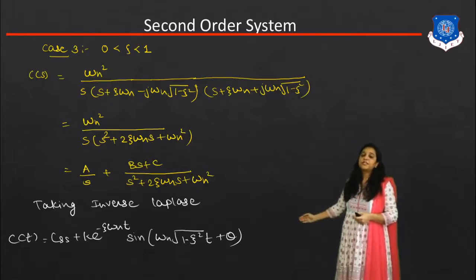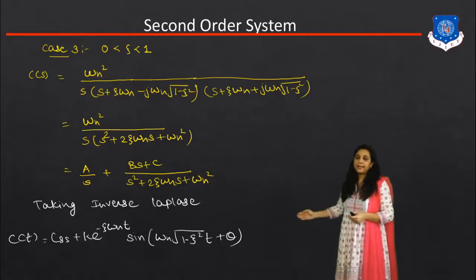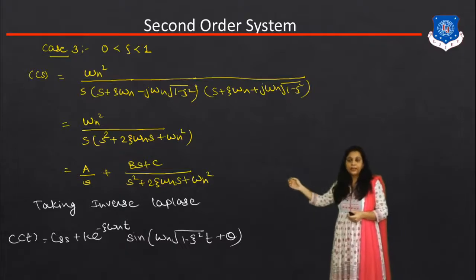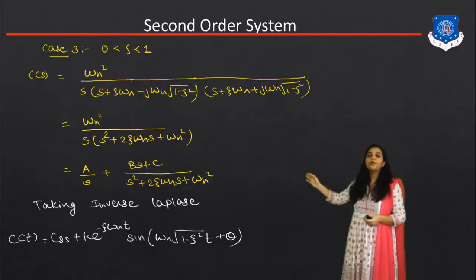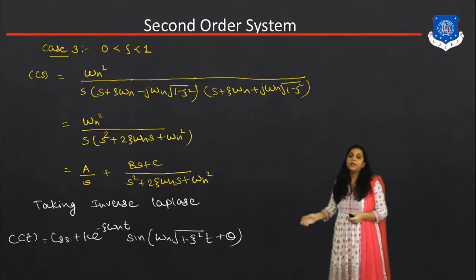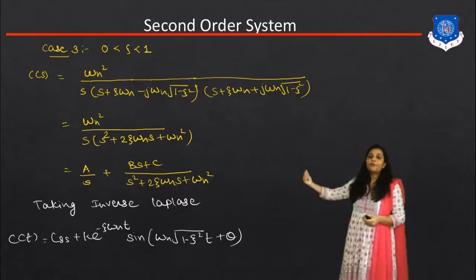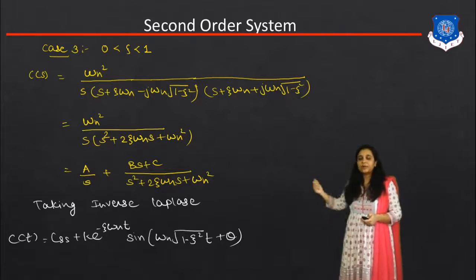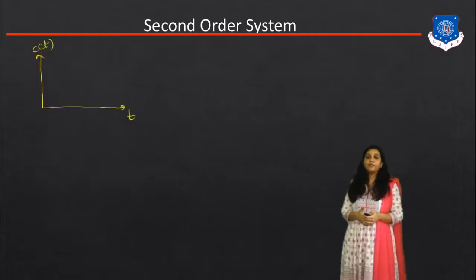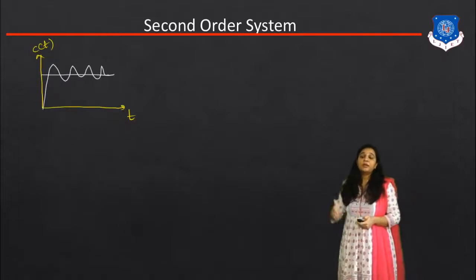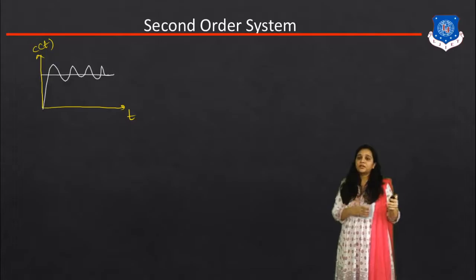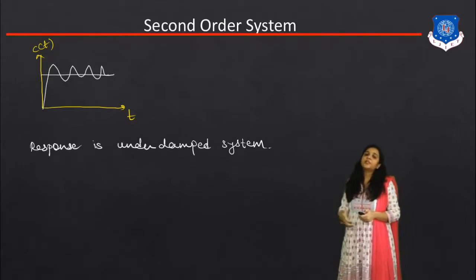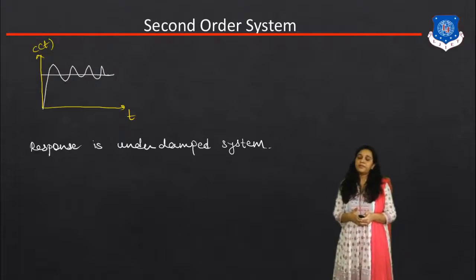The output c(t) is equal to c_ss plus K e raised to minus zeta omega n t sin(omega n under root of 1 minus zeta square t plus theta). For that you have to find the values of B and C, and then take the inverse Laplace of this particular equation. If we want to draw the response, we get some oscillation, and after some time we get a fixed value. So this type of response is known as the underdamped system.